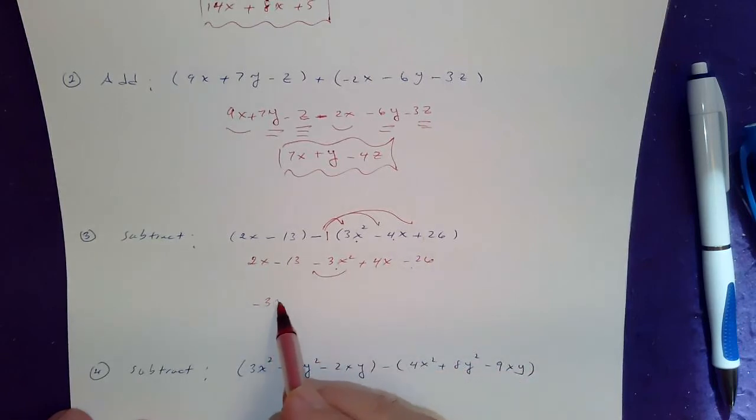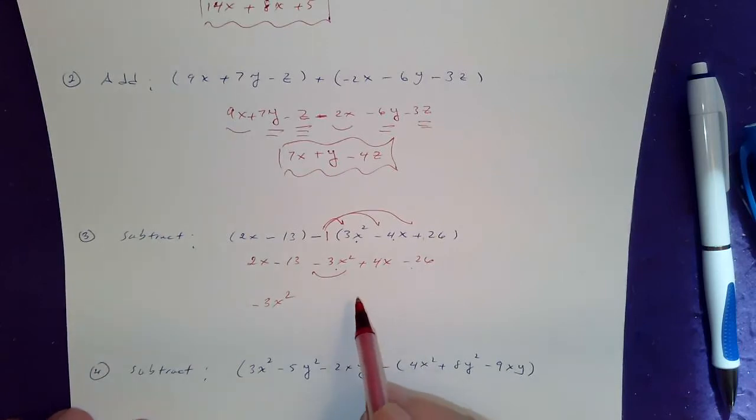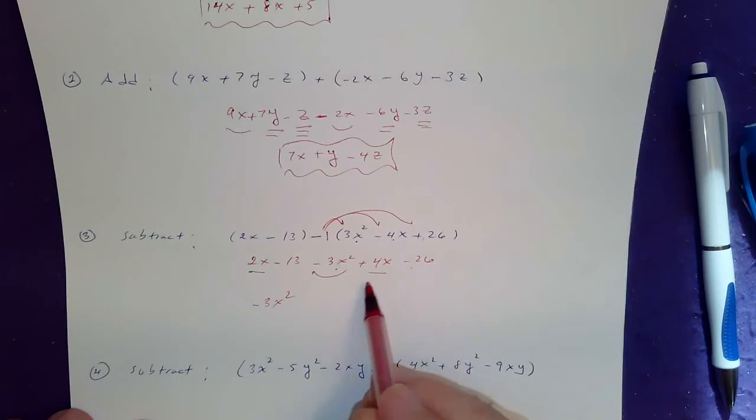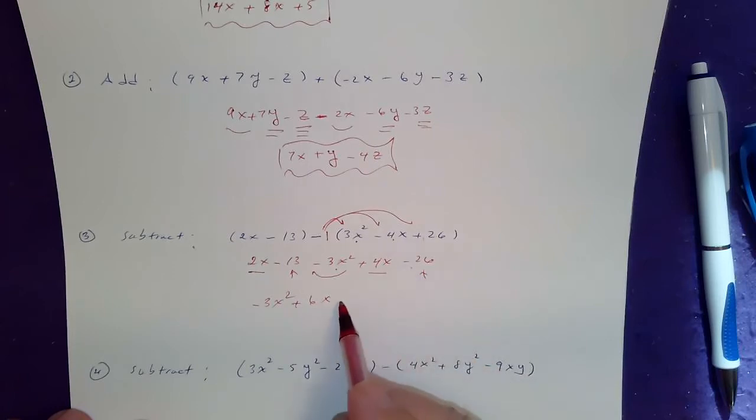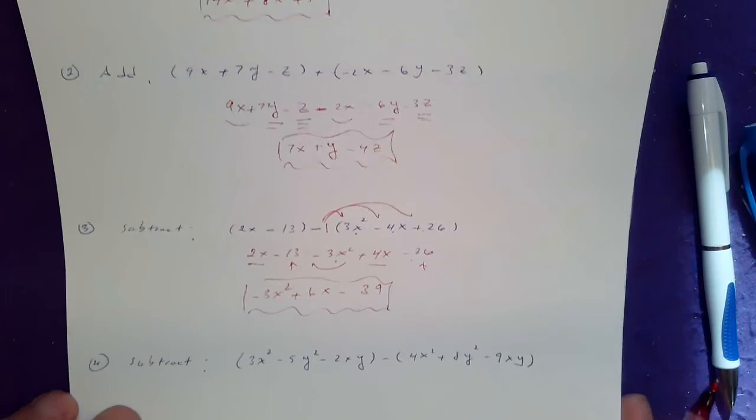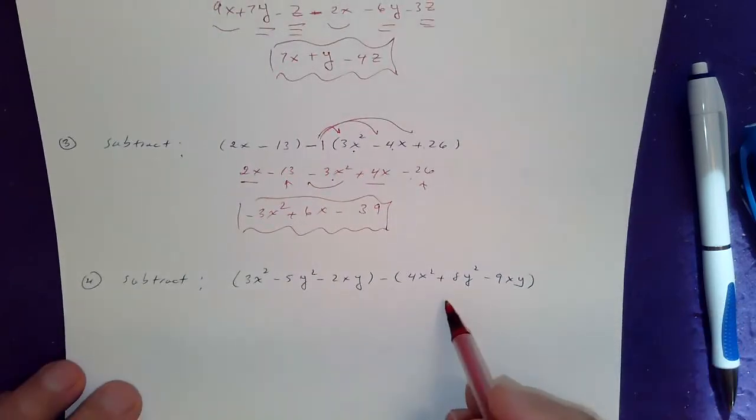This is the only term I have. That's the only distinct term I have. But I do have like terms, namely 2x and 4x. They add up to 6x. Then I got negative 13 and negative 26, which add up to negative 39. Final answer. Okay. And the saga continues, such as this guy.